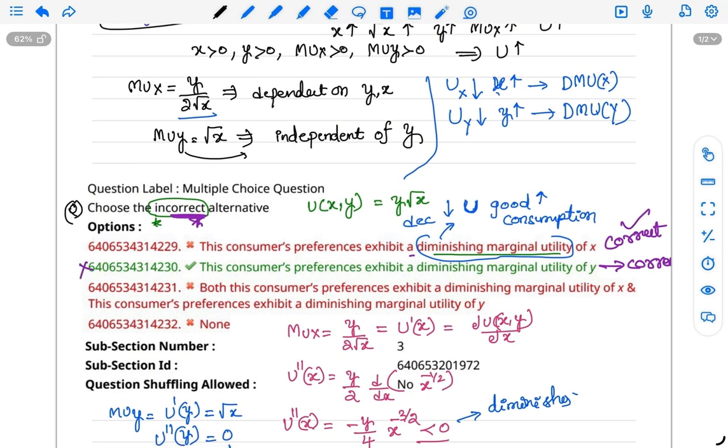Next one is both these consumer preferences exhibit a diminishing marginal utility of x and y. Not both. Both is wrong. So this option, both these consumer preferences exhibit a diminishing marginal utility of x, and the consumer preferences exhibit a diminishing marginal utility of y, is wrong. Only one option is correct. This is also an incorrect statement.